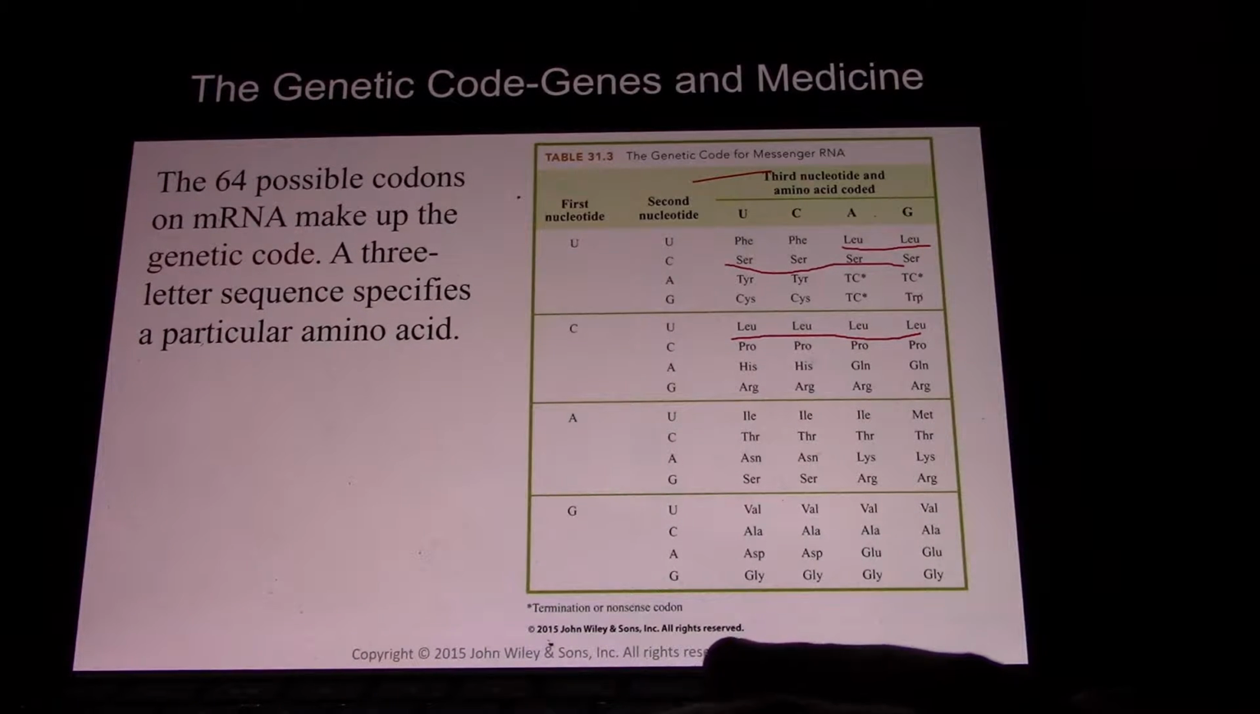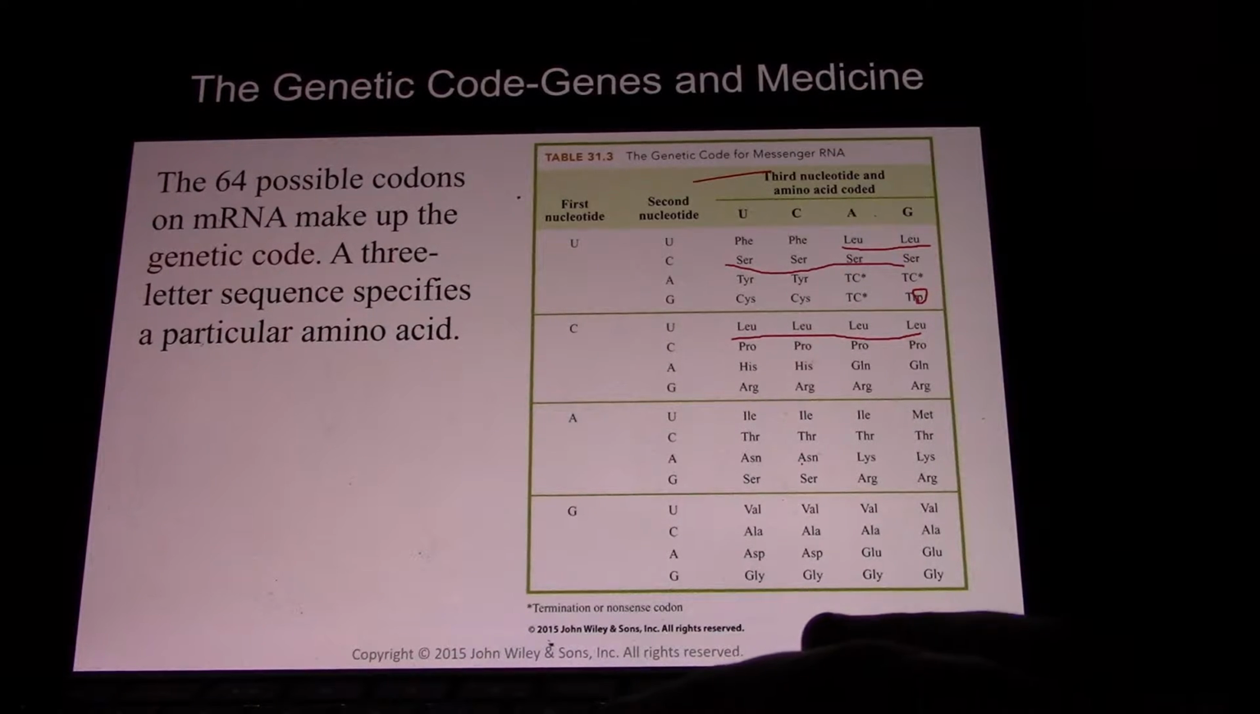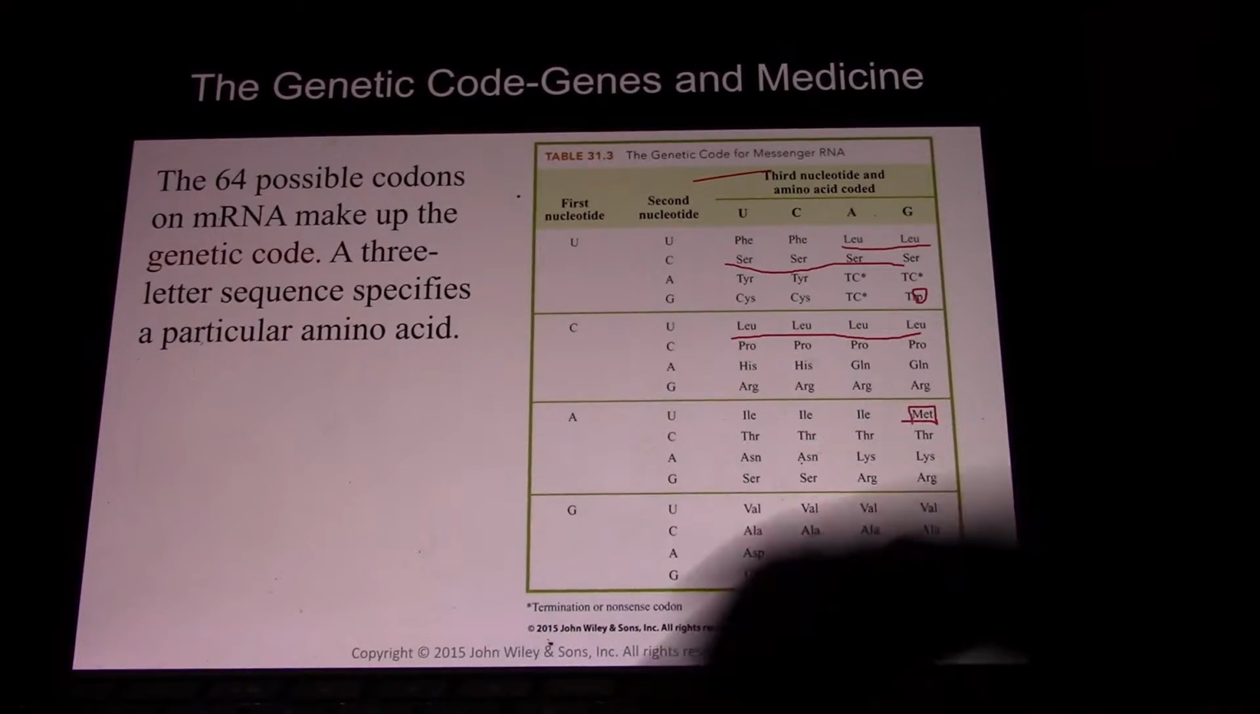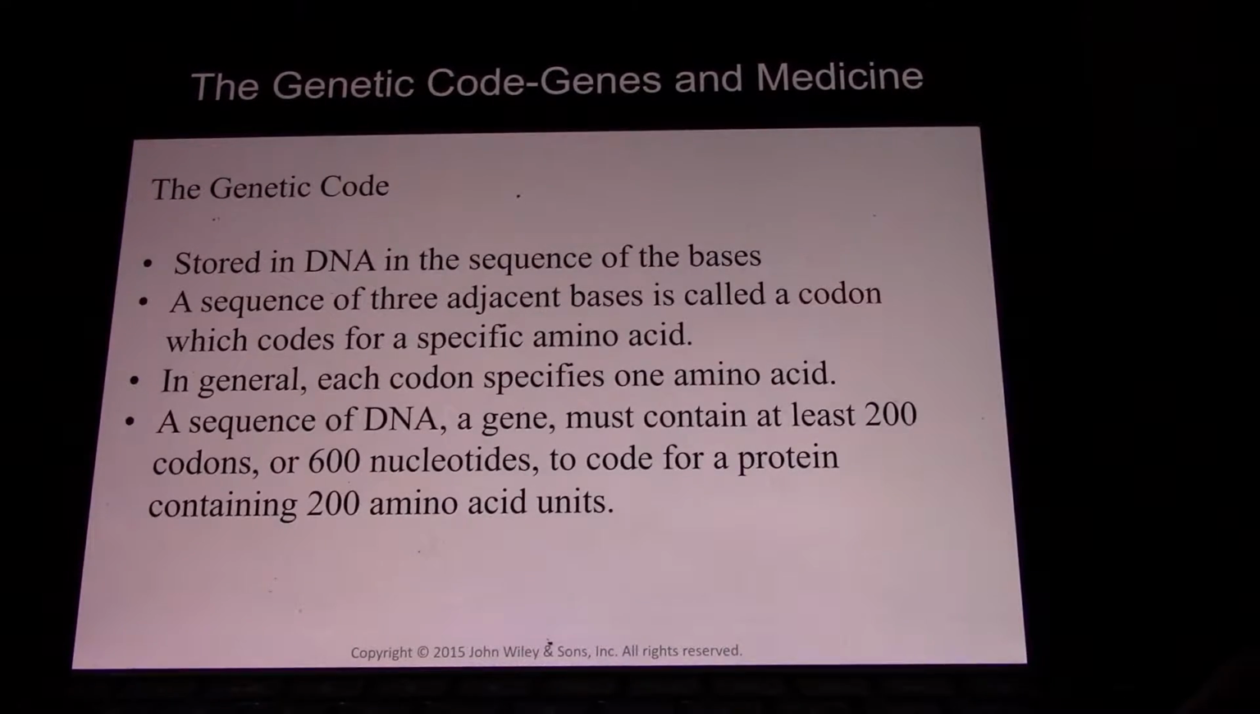Tryptophan only has 1 codon. And then there are 3 stop codons too. Methionine is always your start. AUG is always your start signal for translation.